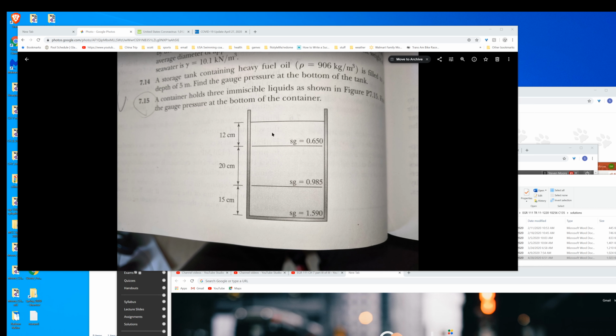The information that's given, of course, is the height of each of the liquids and their specific gravity. So the specific gravity is just a ratio. It's a ratio between the density and the density of water at 4 degrees C.